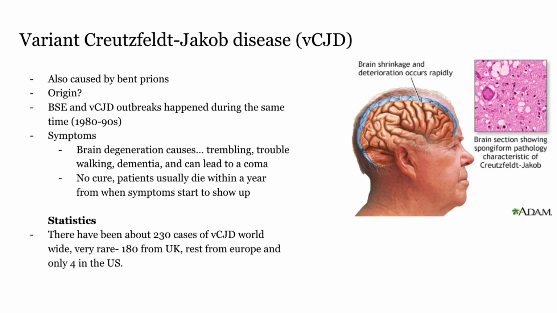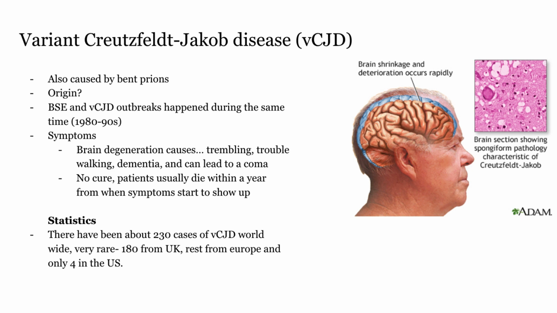But scientists believe that it started in cattle during the 1970s just because it took so long for the incubation period. Also similar to BSE, once symptoms start to show up, they escalate very quickly. The brain degeneration causes trembling, trouble walking, dementia. It can lead to a coma, severe behavioral issues similar to BSE.